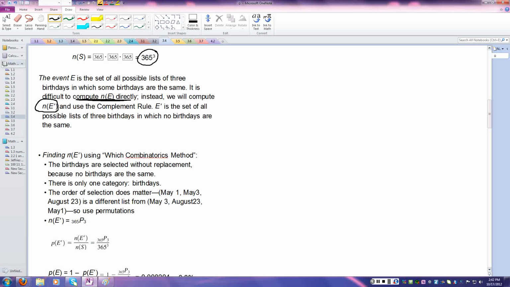To find the number of elements in E prime, we're going to use permutations. We're looking for how many different ways I can arrange 3 dates out of 365. We use a permutation because the order of the selection does matter. The list May 1st, May 30th, August 23rd is different than May 30th, August 23rd, and May 1st. Basically this is the first person's birthday, the second person's birthday, and the third person's birthday, which would be a totally different group if I rearranged them differently. So I use permutations, and if you wouldn't have come up with this on your own, that's fine. I'm going to give you a formula for it when we get done.